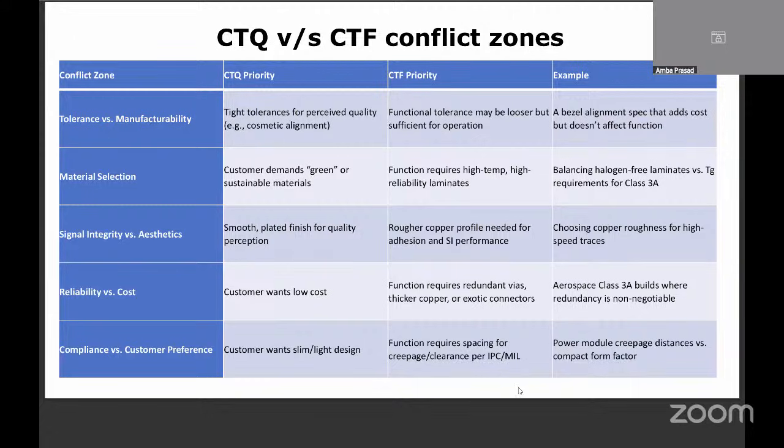Then choosing copper roughness for high-speed traces. Reliability versus cost. A customer wants a low cost as usual. Function requires redundant vias, thick copper and exotic connections. What I mean by redundant vias is so many ground vias we are putting, to just act like a return path and act like a heat sink or whatever it is, thermal vias.